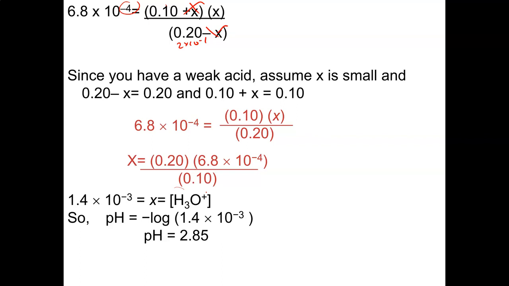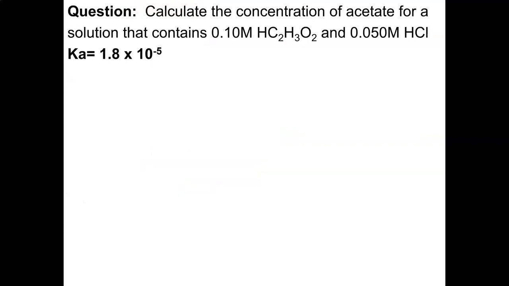And the way you recognize it, because they'll give you initial concentrations, and they'll give you an ionic compound or an acid, and have you predict what's going on. All right, calculate the concentration of acetate for a solution that contains 0.1 molar acetic acid and 0.05 molar HCl. Okay, so once again, we have two concentrations. So it's a common ion question.